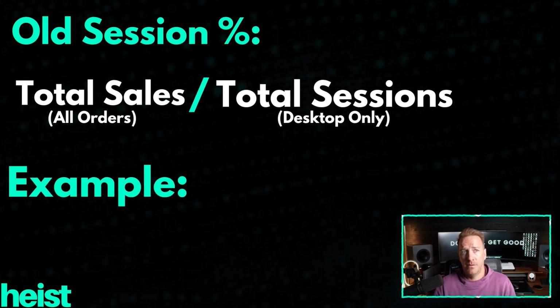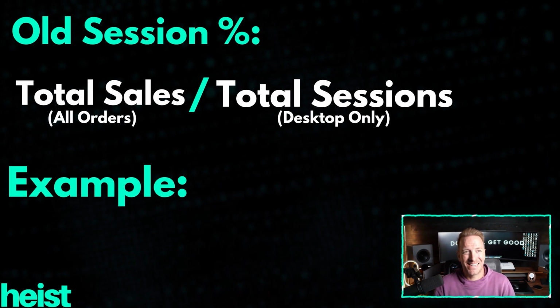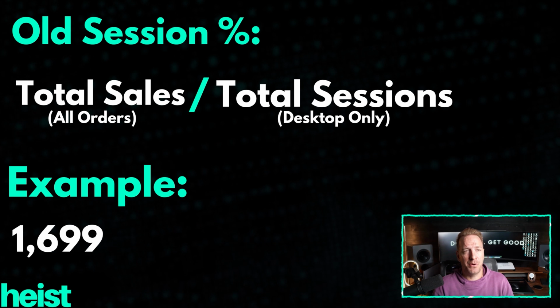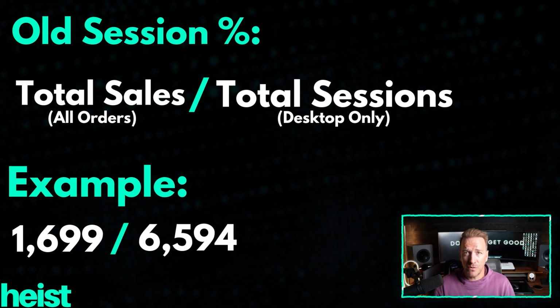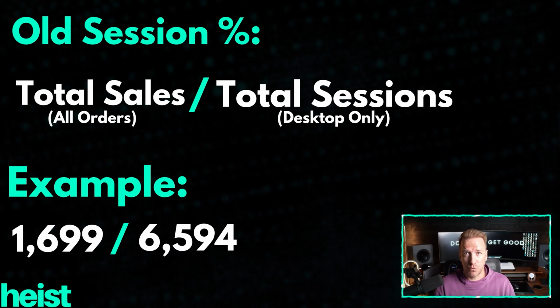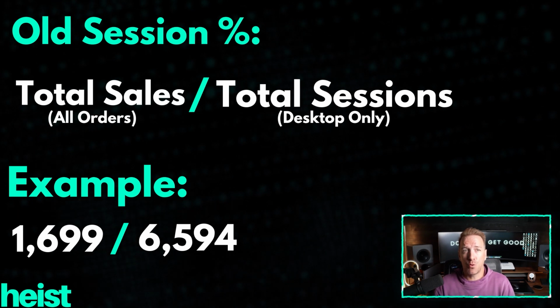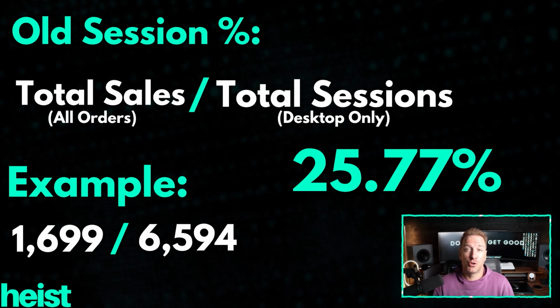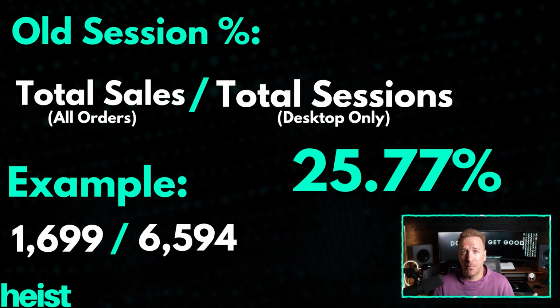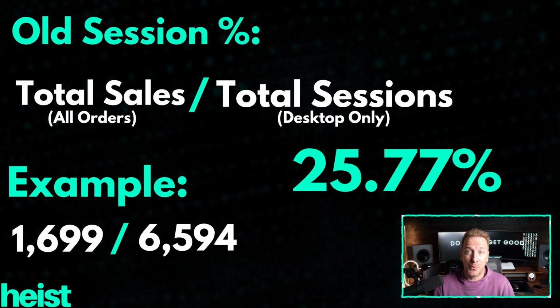This figure historically for this product, I had 1,699 sales during this period, and I had 6,594 total sessions. So the conversion rate for this product, if I would have looked at this report say 2-3 days ago, would have been 25.77%, which for most e-com standards is dramatically high, right? Because typically you're going to see e-com anywhere from 3 to 7%.